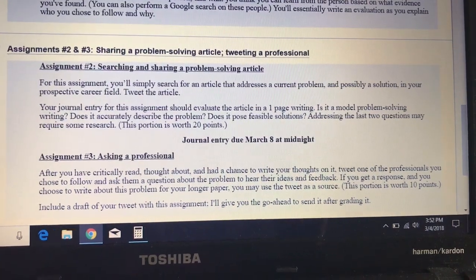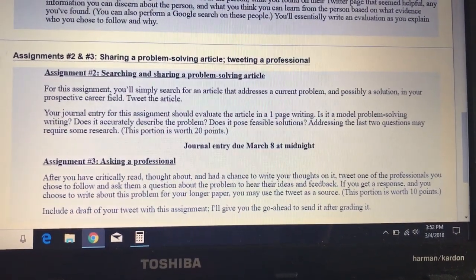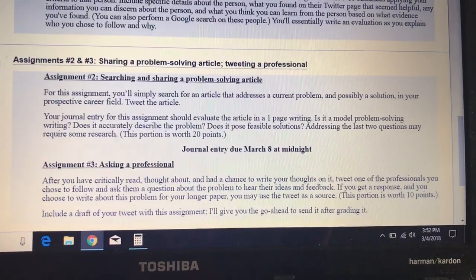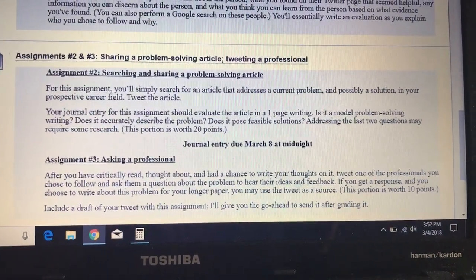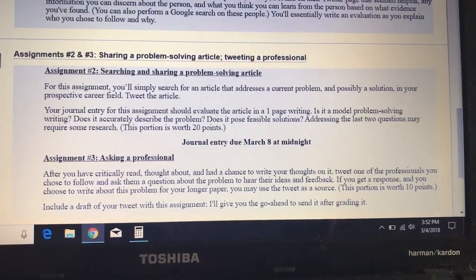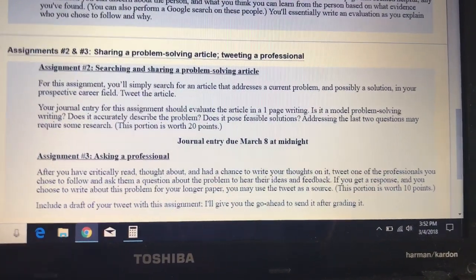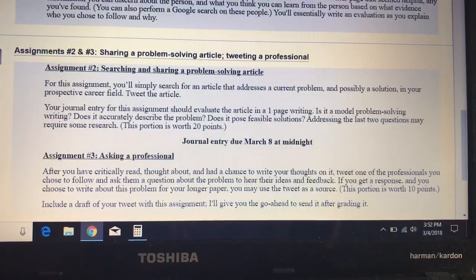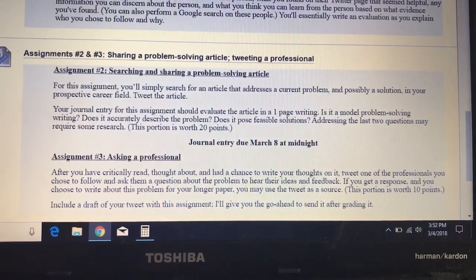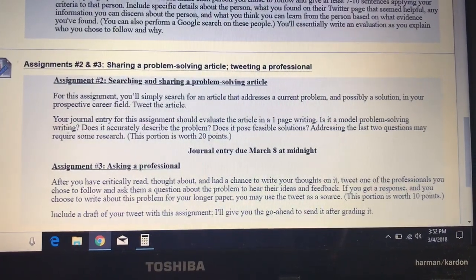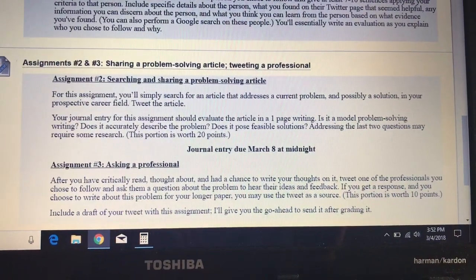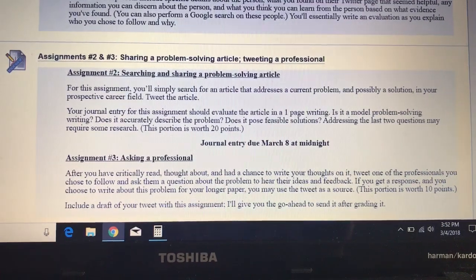Hi guys, I didn't get to give you an overview of our second and third Twitter assignment last week. And since we won't be in class on Tuesday and this next assignment is due on the 8th, I wanted to give you an overview here that you could listen to and refer back to if you needed to. So this second assignment asks you to find a problem-solving article that's related to your major.